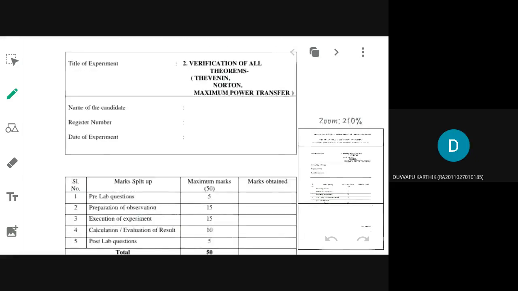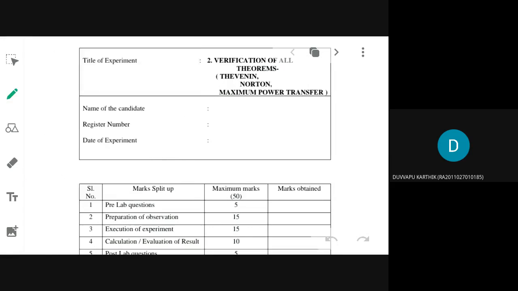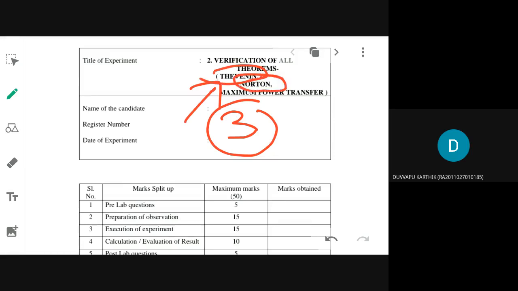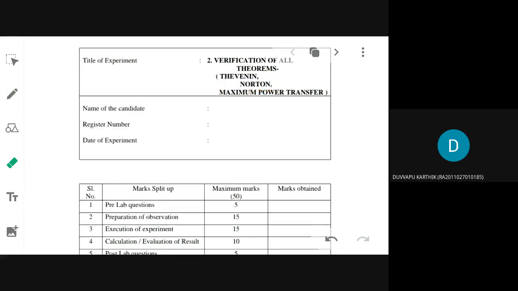This experiment is your second experiment. The title of the experiment is that you are going to verify Thevenin's theorem, Norton's theorem, and the maximum power transfer theorem. You will be given one particular circuit. You will follow the procedure, and you will verify it both simulation-wise and by writing manual calculation.